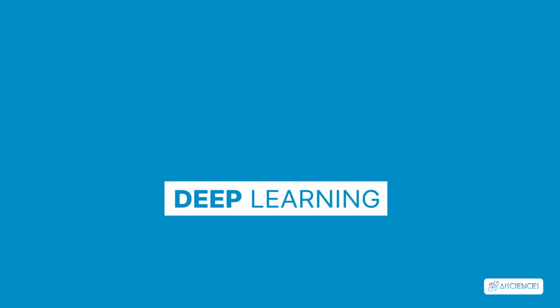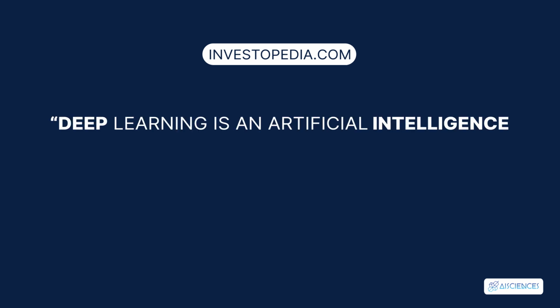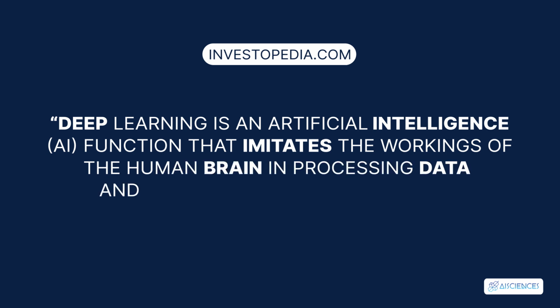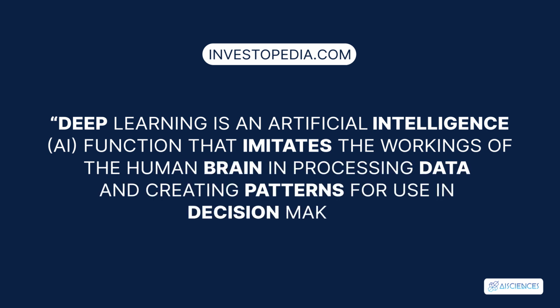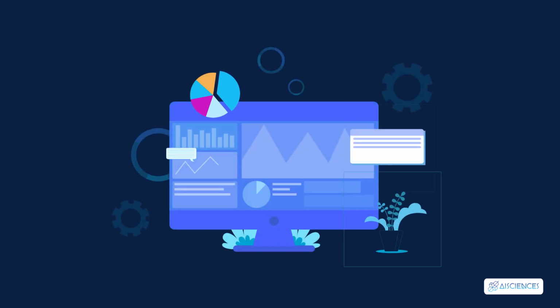Deep learning, essentially, is a subset of machine learning, but it's capable of achieving tremendous power and flexibility. According to Investopedia.com, deep learning is an artificial intelligence or AI function that imitates the workings of the human brain in processing data and creating patterns to use in decision-making. Deep learning AI is capable of learning without human intervention, extracting from both unstructured and unlabeled data.